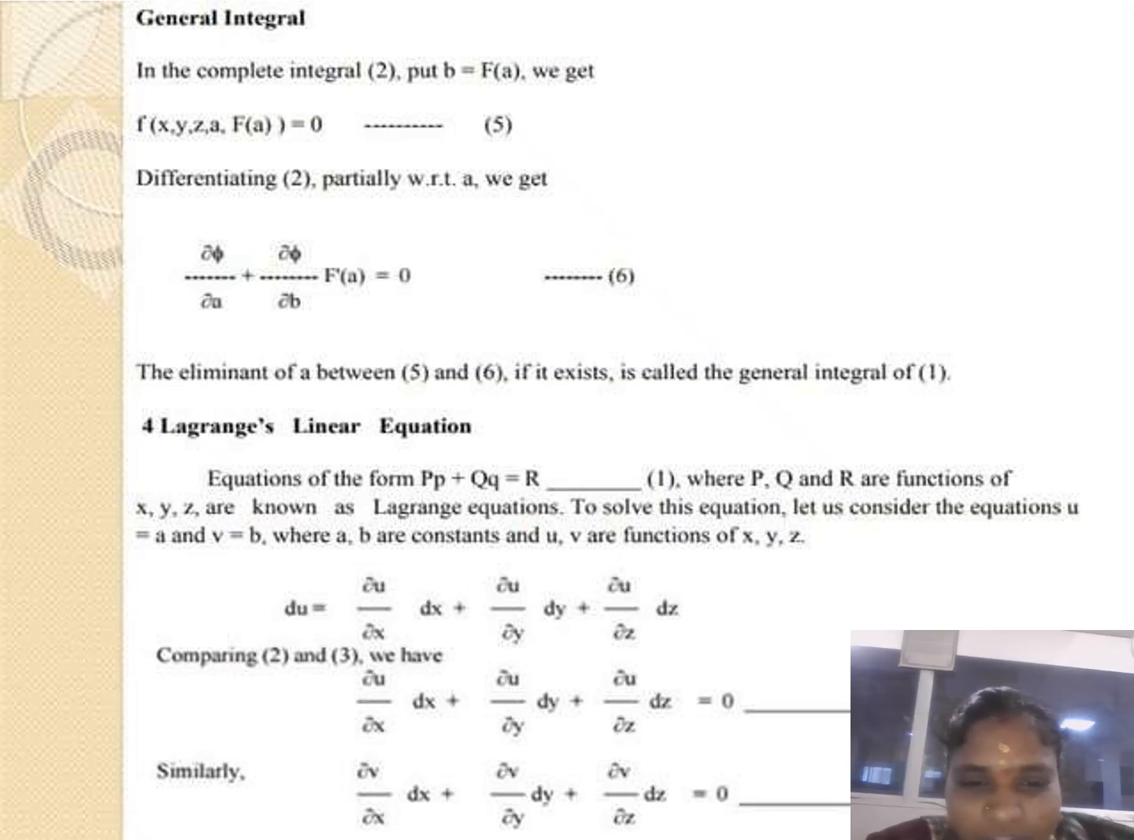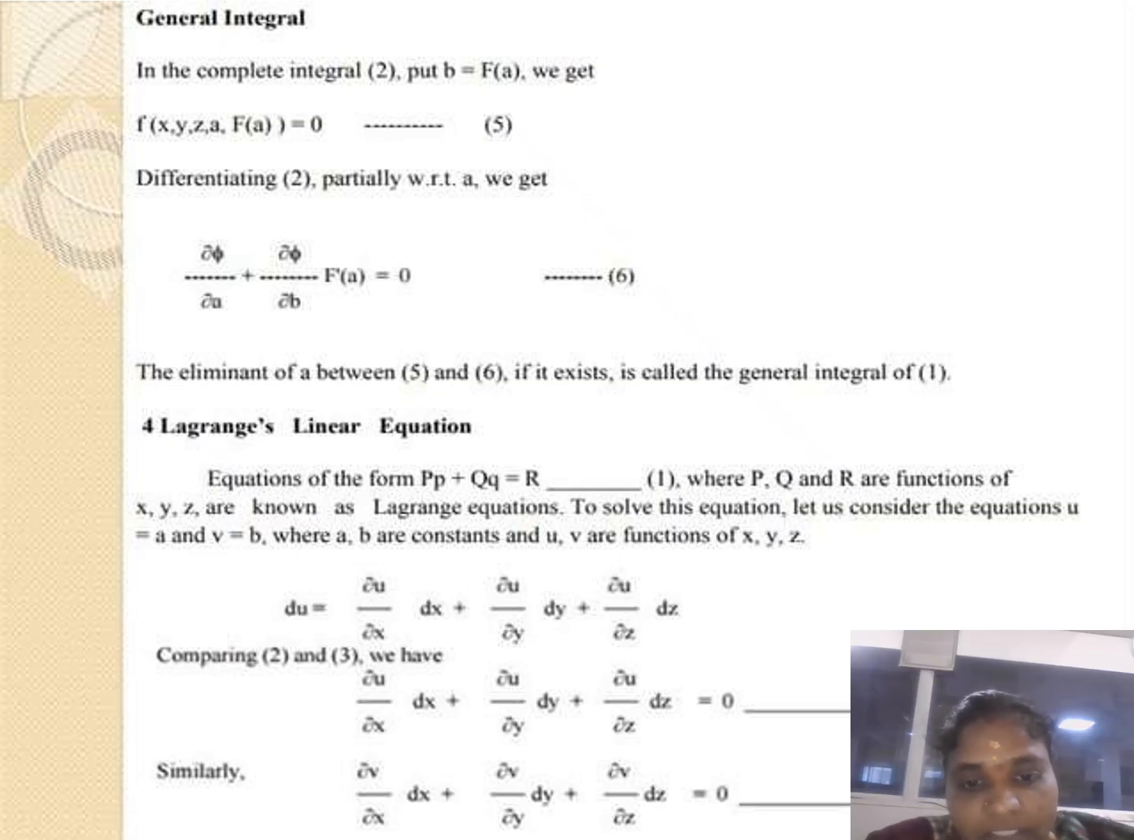Some we take it as any one constant c1, c2 or a and b. Here a and b are constants, and already we know that u is a function of the variables x, y, z. So looking at the differential equation, du is equivalent to ∂u/∂x dx plus ∂u/∂y dy plus ∂u/∂z dz, the general total differential.